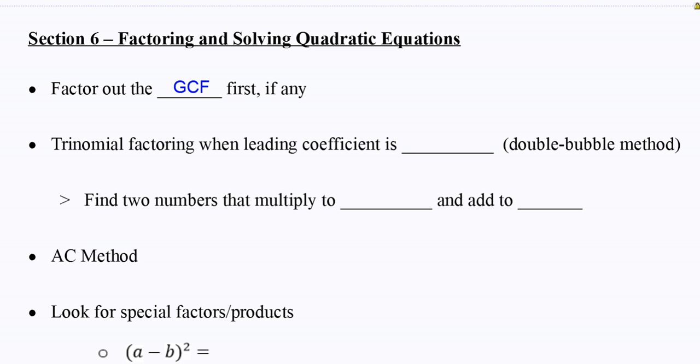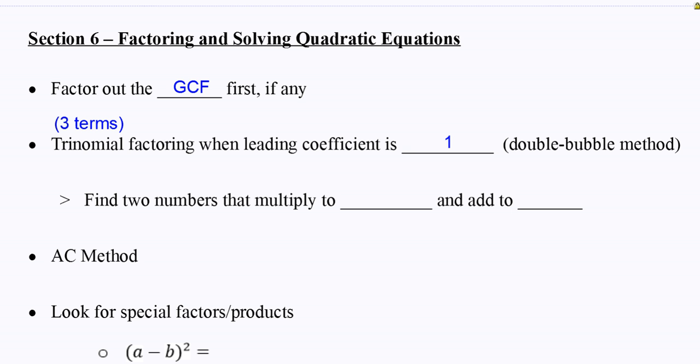After we look for the GCF, the next thing that I want to know is if the polynomial I'm trying to factor is a trinomial. Trinomial, remember, means three terms, right? And so one of the ways that we can factor a trinomial, if it is in fact a trinomial, is if my leading coefficient is 1. That's that double bubble method that we talked about.